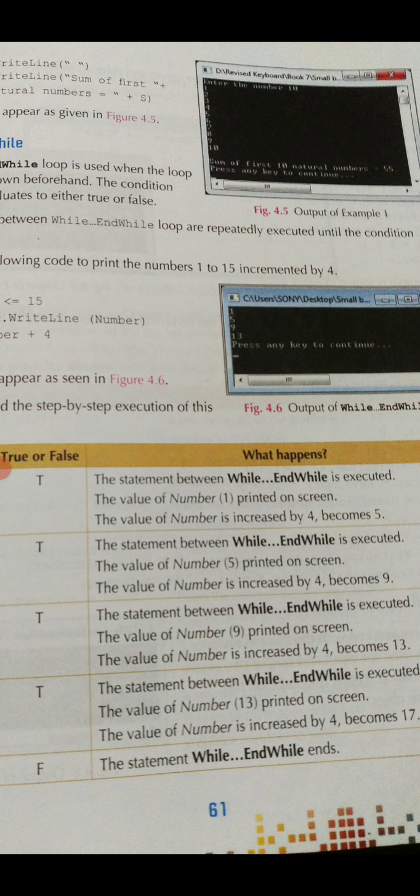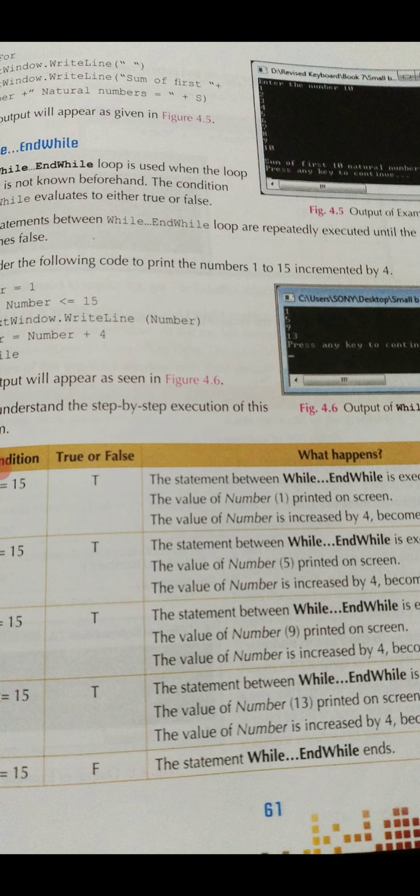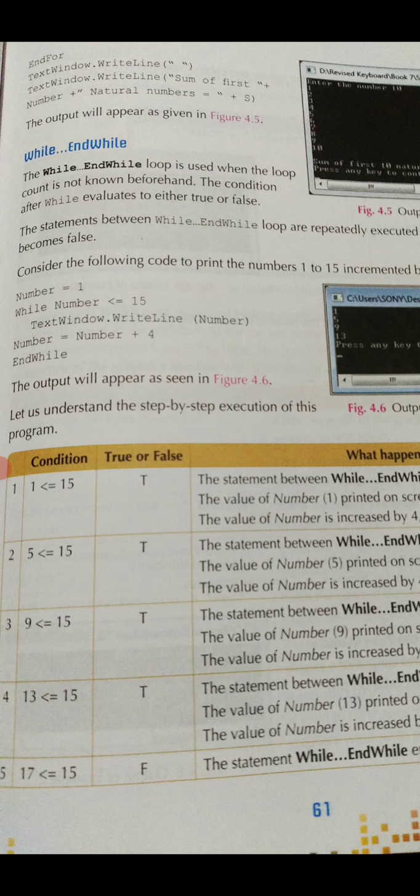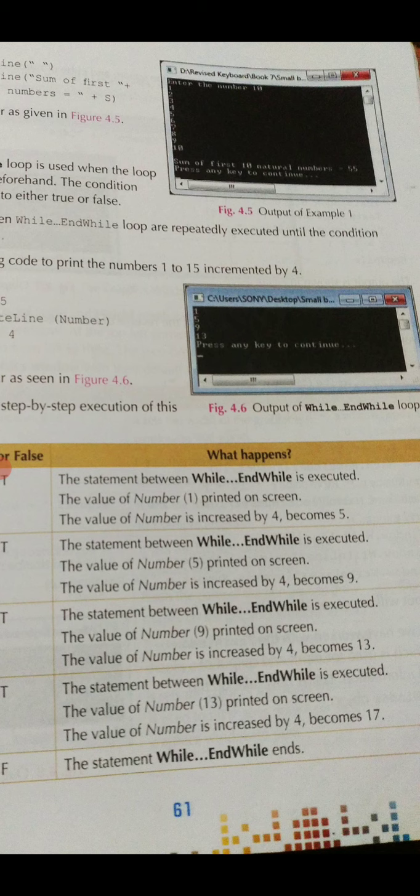Here you have to print 1 to 15, adding 4 each time. Incremented means to add more. So by typing 1 to 15 you have to again add 4. Then at the last you write EndWhile, which means you are now closing the loop. Clear? Then that particular output is going to appear in your figure 4.6.